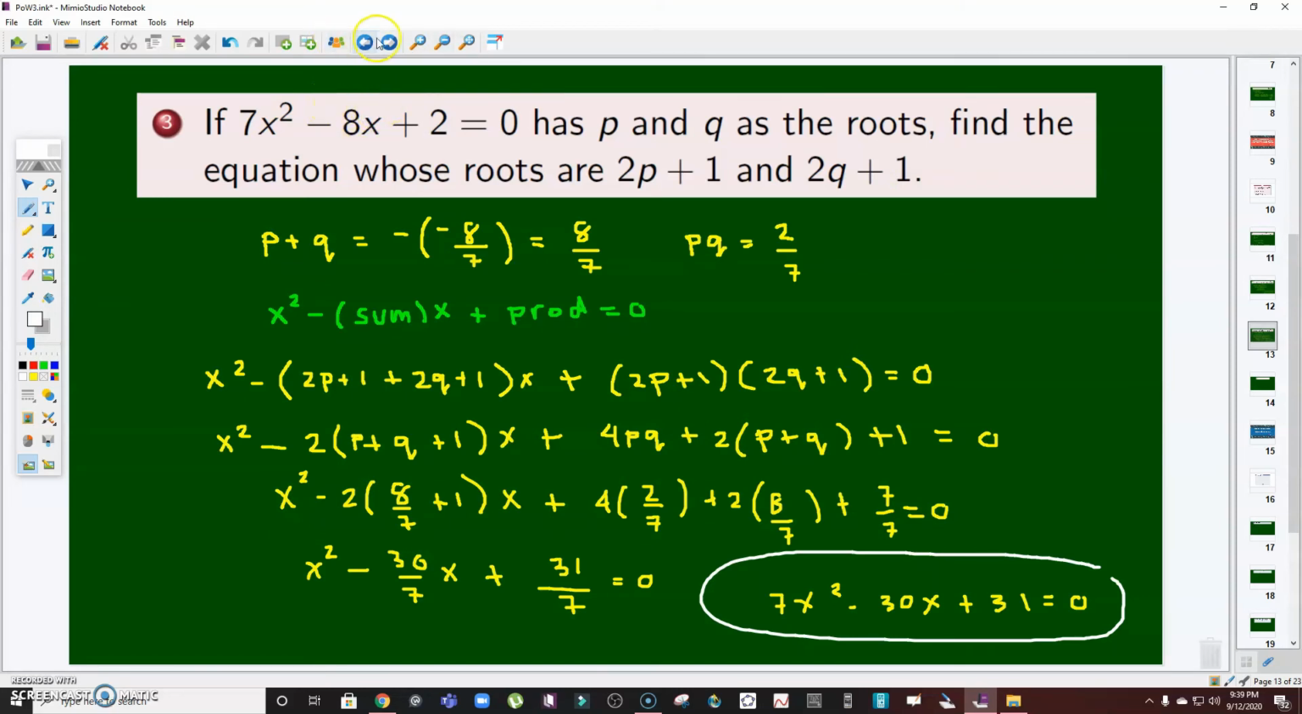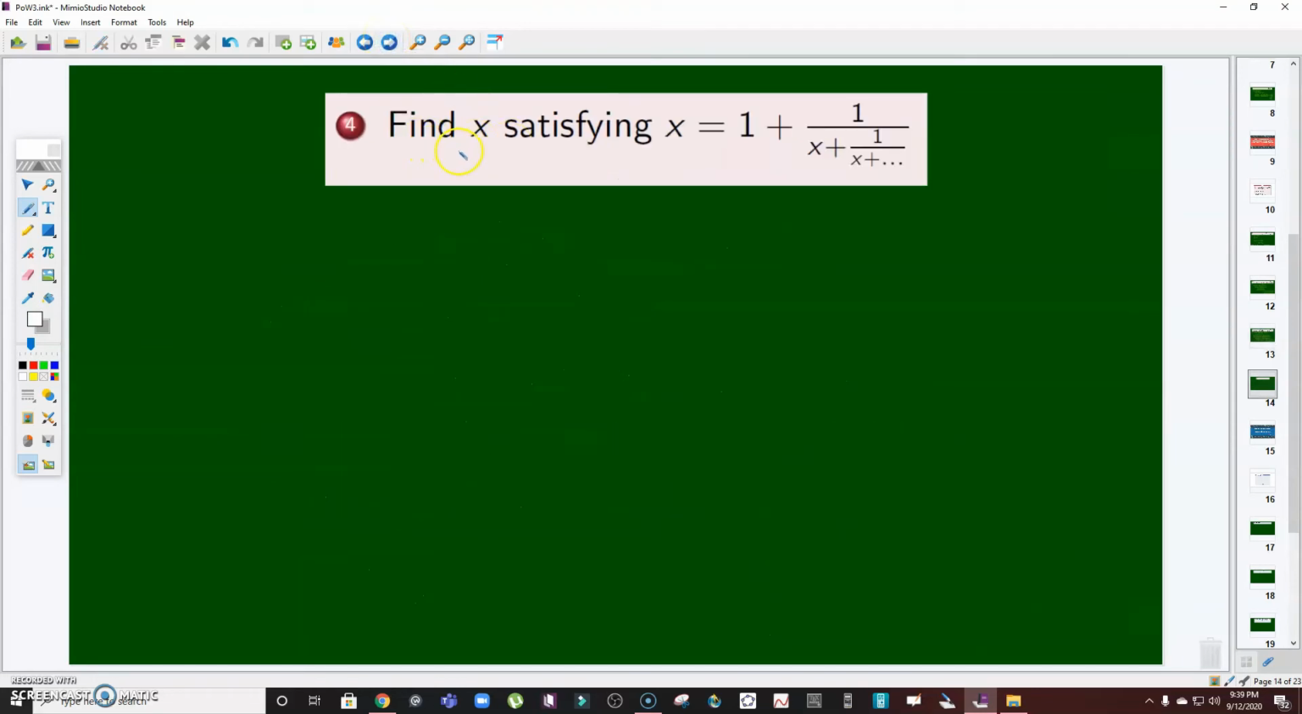Clear? Okay, so let's have the last problem on this episode. For grade 9, number 4. Find x satisfying x equals 1 plus 1 over x plus 1 over x plus and so on. To answer this problem, let me copy it. x equals 1 plus 1 over x plus 1 over x plus and so on. Meaning to say, the process just repeats. Take note.